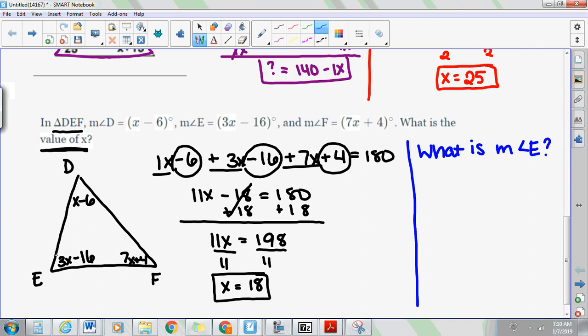I'm going to take what E is. I know that E is 3x minus 16. But if you notice over here, I know what x is, so I have to plug that back in. So I've got 3, instead of x, I want to put 18, minus 16. That's really a Desmos question. Put that into Desmos, see what you get. 3 times 18 minus 16 is 38. So I know that angle E is 38 degrees.